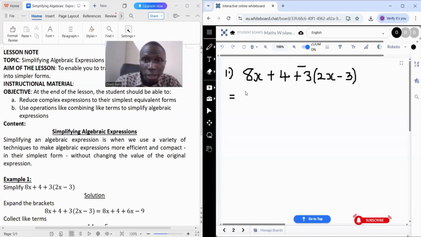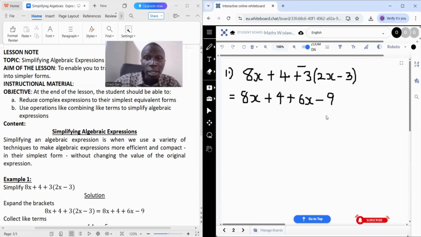So here we have 8x plus 4, plus 3 times 2x. We're going to have this to be plus 6x. And plus 3 times minus 3, because you have to be very mindful of the sign. So plus times minus, we're going to have this to be minus. Then 3 times 3, we're going to have this to be 9.